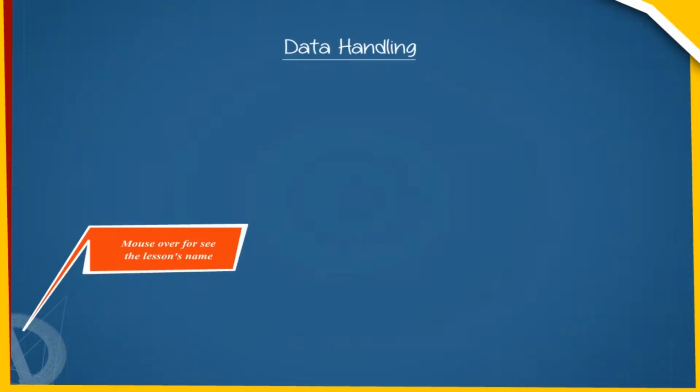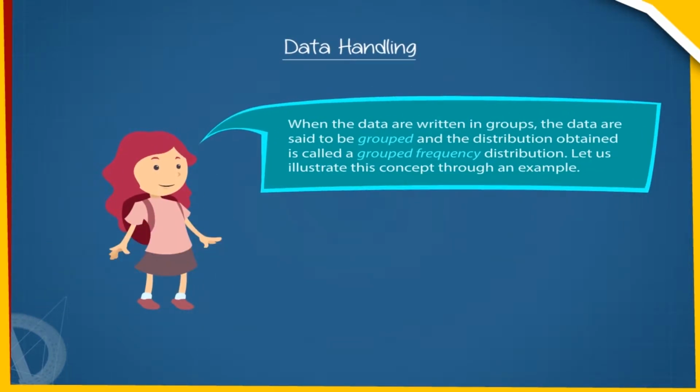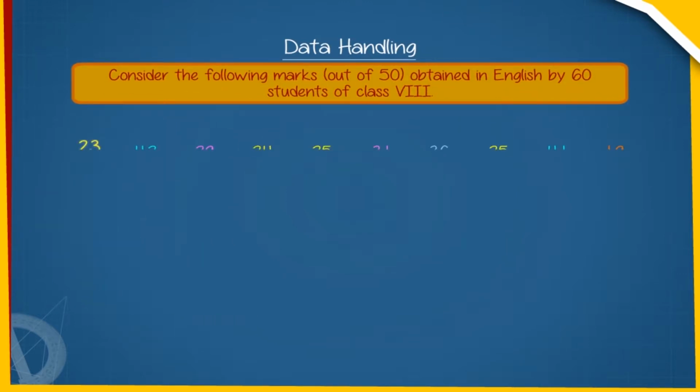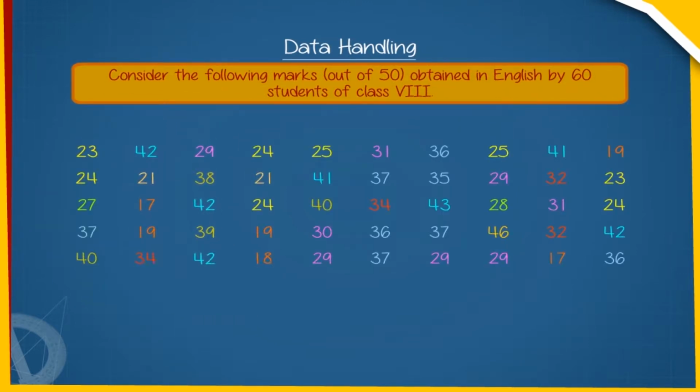Data handling. When the data are written in groups, the data are said to be grouped, and the distribution obtained is called a grouped frequency distribution. Let us illustrate this concept through an example. Consider the following marks out of 50 obtained in English by 60 students of class 8.